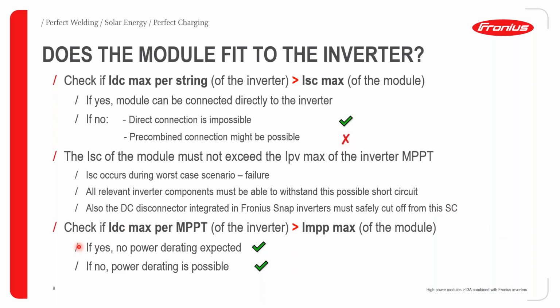The number two criterion that would qualify or disqualify a module for use with an inverter is to check if the maximum input current of the inverter MPPT is greater than the maximum current of the module at maximum power, or what we refer to as IMPP. If the answer is yes, then this can be comfortably connected to the inverter without any power derating. But if the answer is no, then you could still use this module with the inverter to a certain extent, but a bit of power derating will be expected.